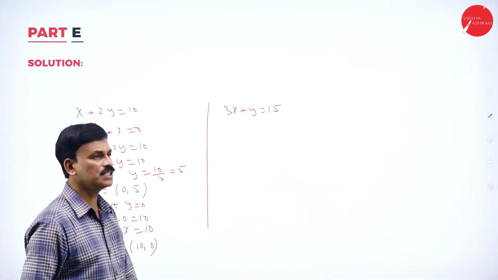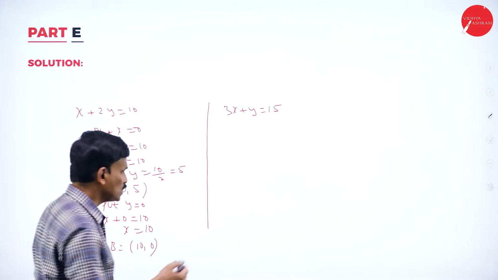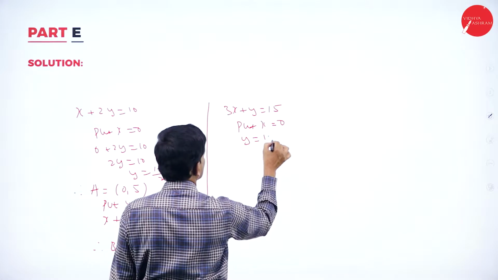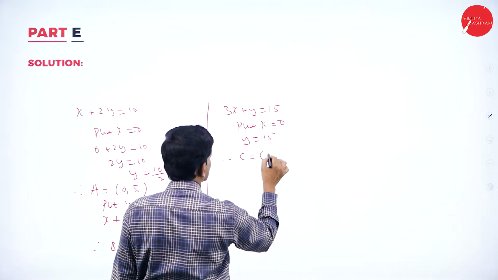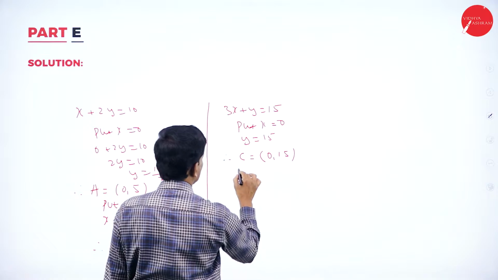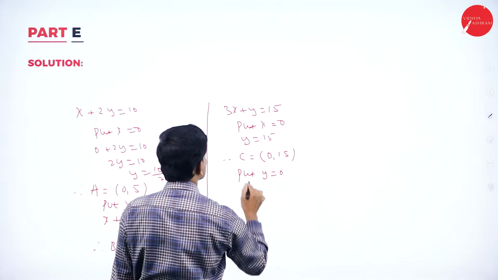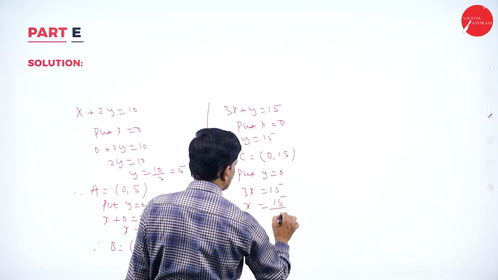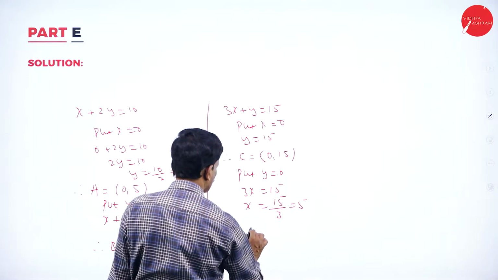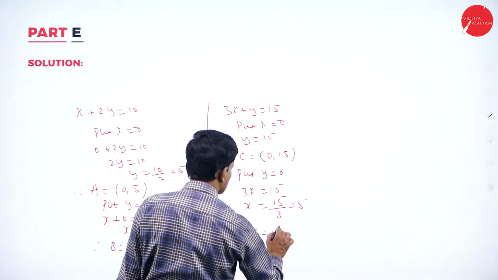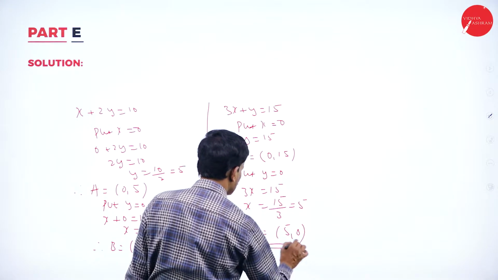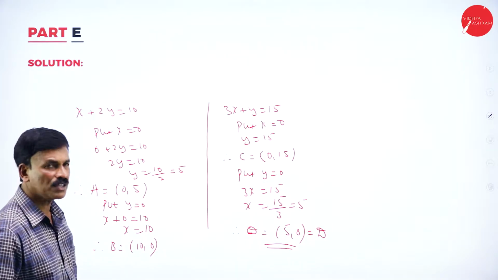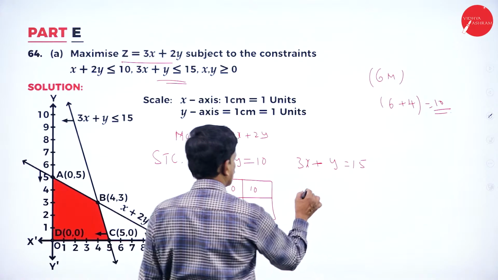What is the second equation? Same, 3x plus y is equal to 15. Same procedure. Put x is equal to 0, you will get y is equal to 15. Therefore, the coordinates of C are 0 comma 15. Now, similarly, put y is equal to 0, you will get 3x is equal to 15, x is equal to 15 by 3, that's equal to 5. So, therefore, the coordinates of point D is 5 comma 0. So what is C? 0 comma 15. What is D? 5 comma 0.